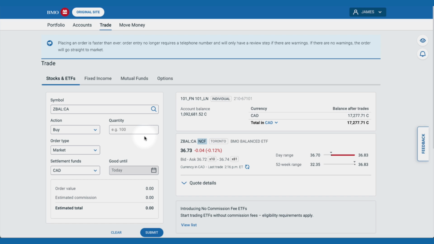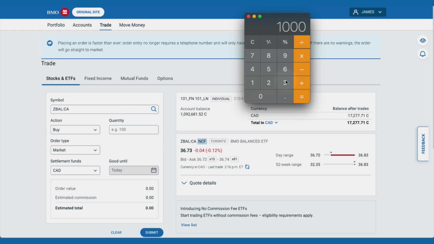Let's say we wanted to buy $1,000 worth of ZBAL. First, make sure you select buy as the action. Because we are buying this on an exchange, we have to buy whole units. So we take $1,000 and divide by $36.73 per share, and we get just over 27 shares. The highest whole number we could afford is therefore 27. Normally, we would have to factor in the commission fee, but again, this ETF has no commission fee on InvestorLine.